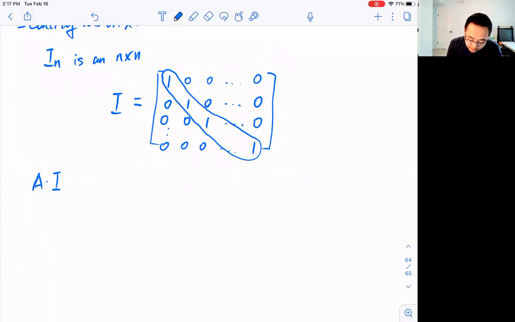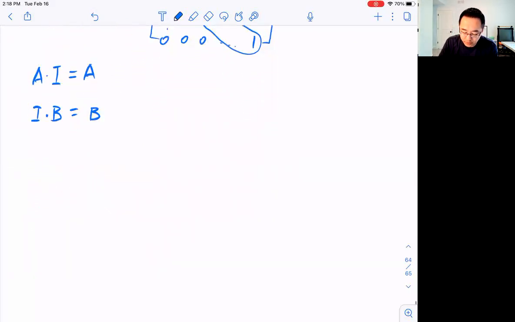Okay, so assuming A is one that can actually multiply with I, then A times I is just A. Or if you have another matrix B, you can do I times B. That means B has n rows because I is n by n, right? That still equals B. So I is the identity matrix, whatever it multiplies equals that other matrix itself. So it works kind of like one for real numbers.